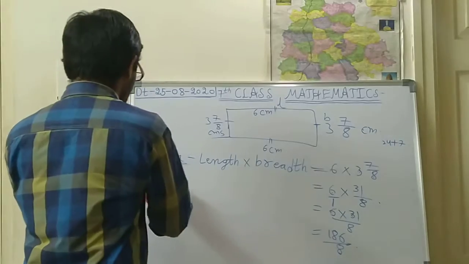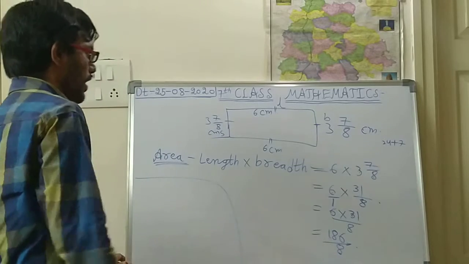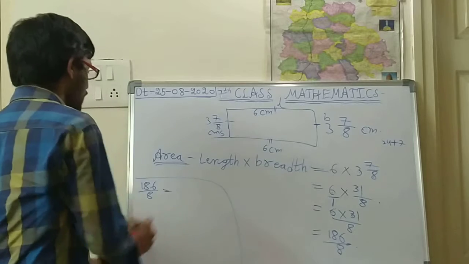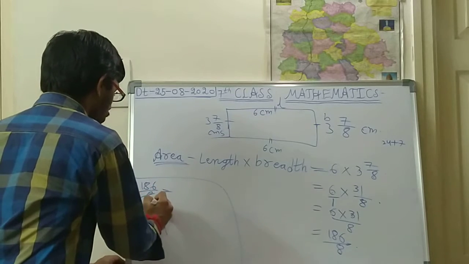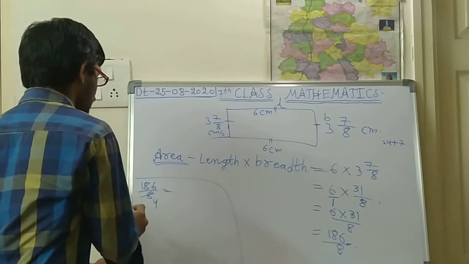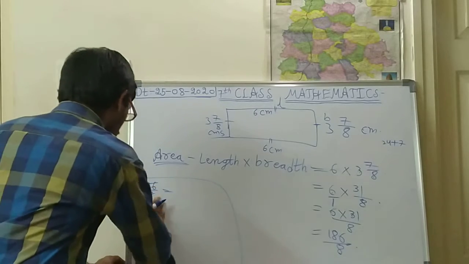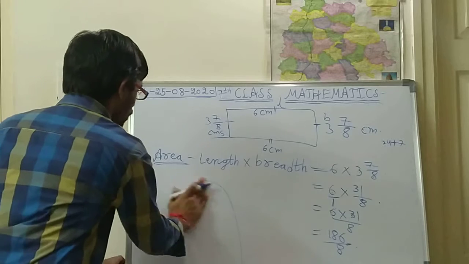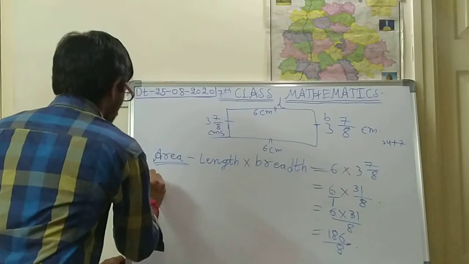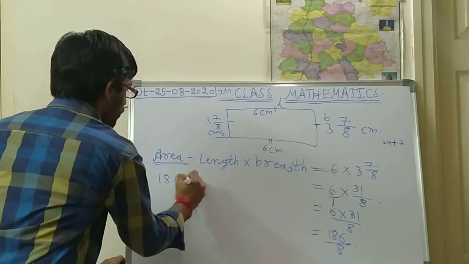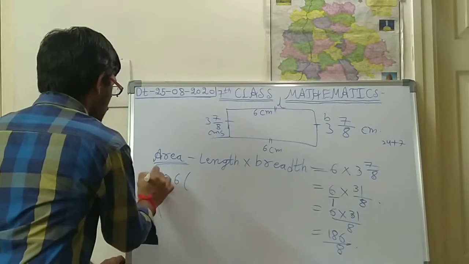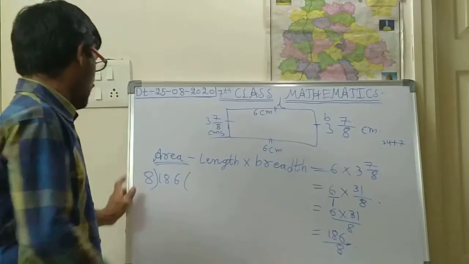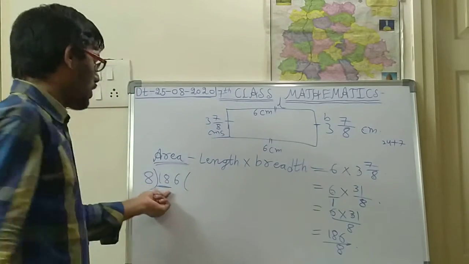So what is that cancellation? See, children. 186 by 8, in the 2 table this will go, 2 4s are 8. Instead of like this, you can do direct division also. How can you do the division? You can see here, 186 as the dividend, 8 as the divisor.